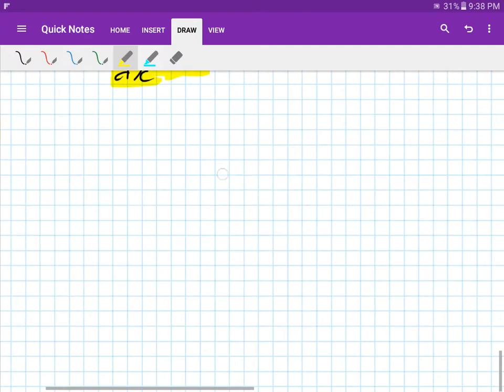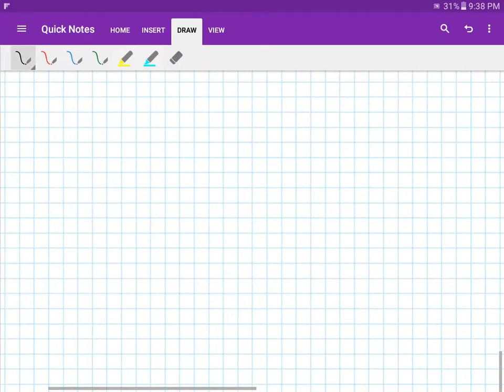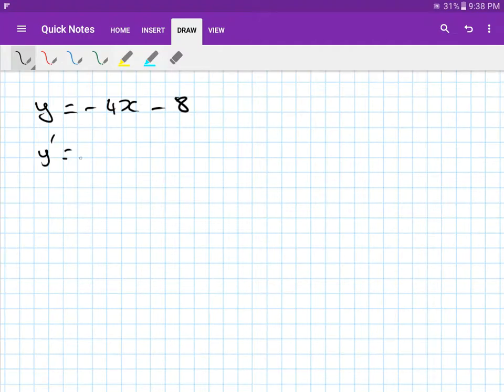Now we're going to do it a bit faster. Let's say y is equal to minus 4x minus 8. So y dash, we differentiate as well. It is just equal to minus 4. 1 times minus 4 is minus 4, and x power 0 is 1. So that's it.